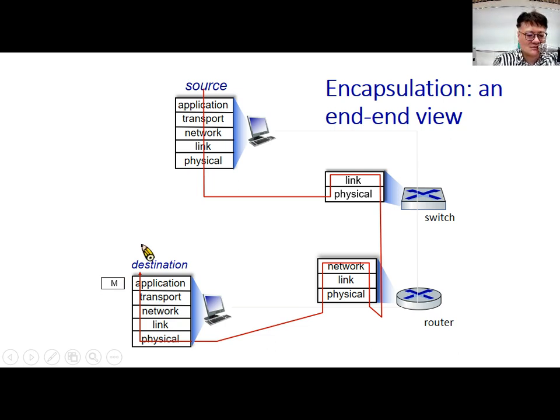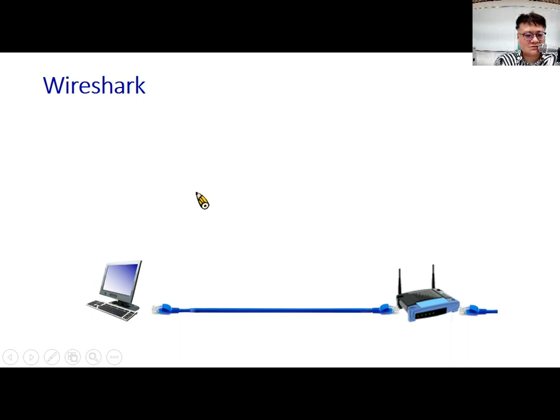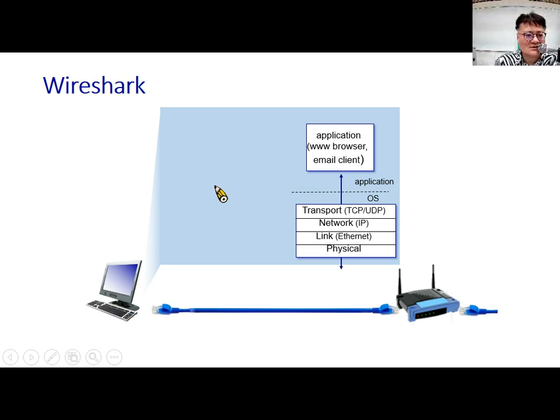So then at the destination, the user can understand this message from here to here, the end-to-end view, by encapsulating this message. Overall, for the network behavior, we can check it with Wireshark. You can download this tool on the internet. You just key in Wireshark, and you can check this behavior. You can practice in Wireshark.